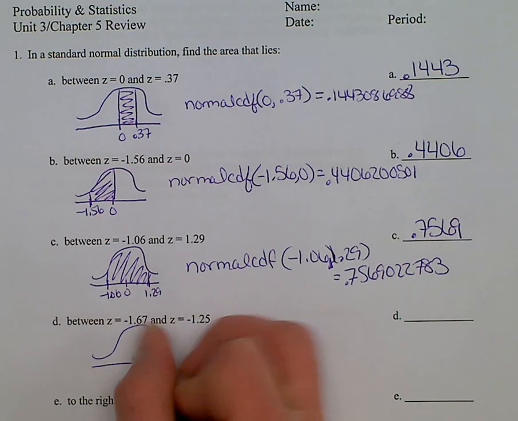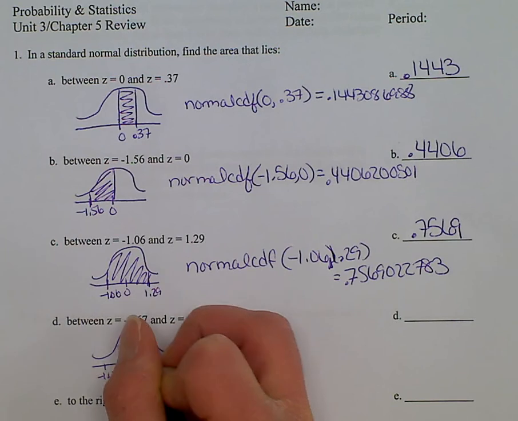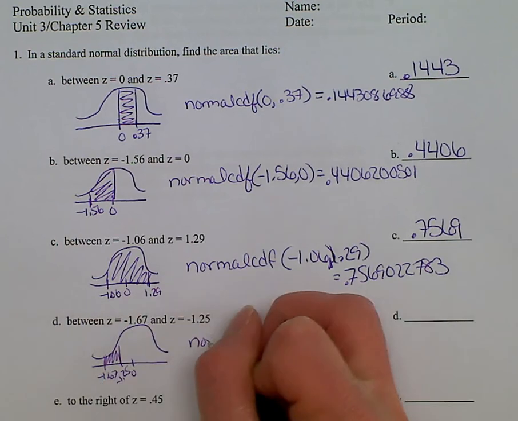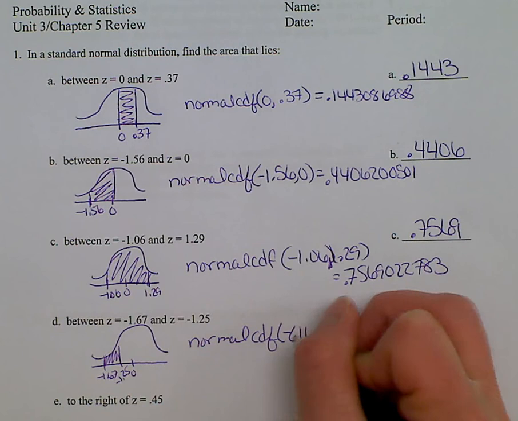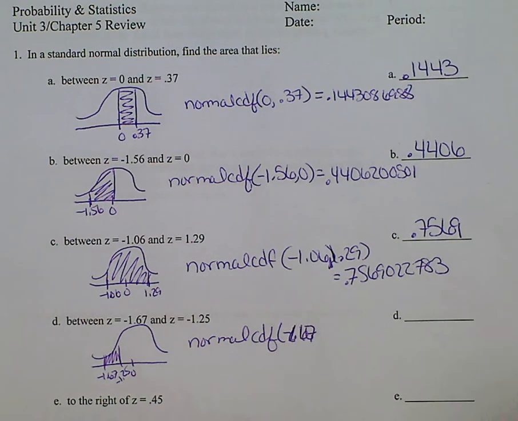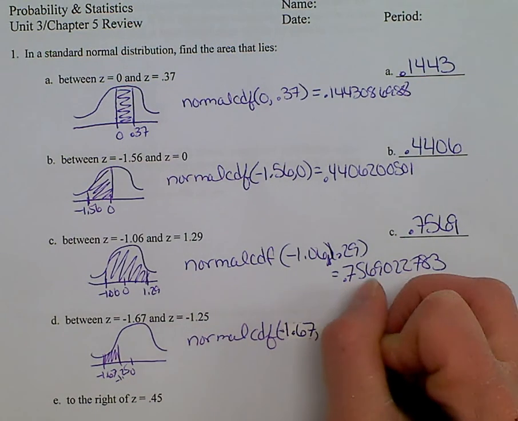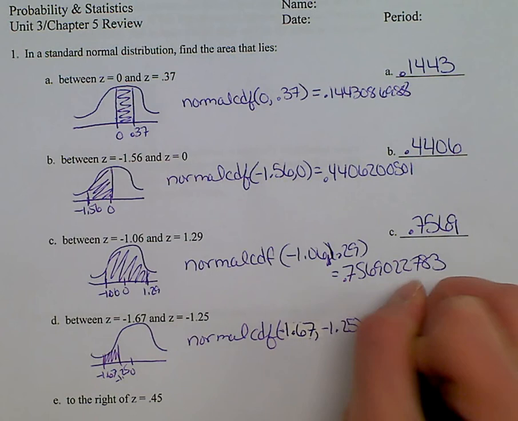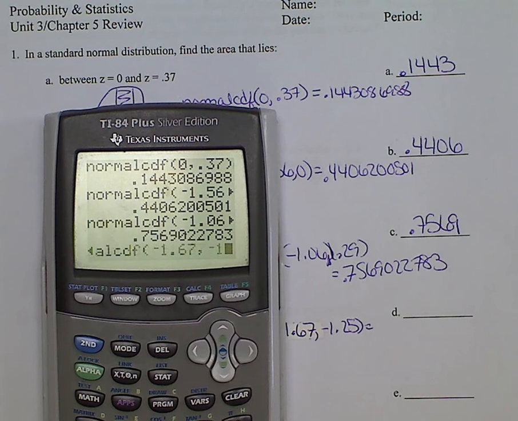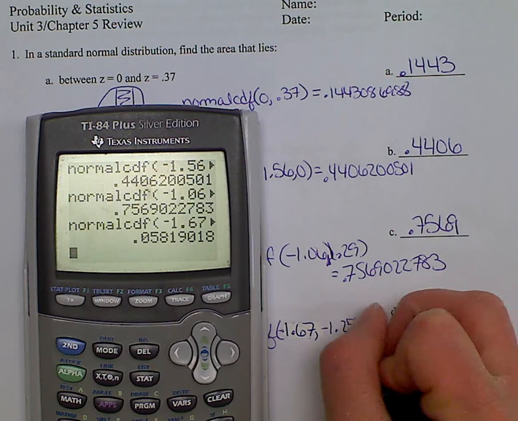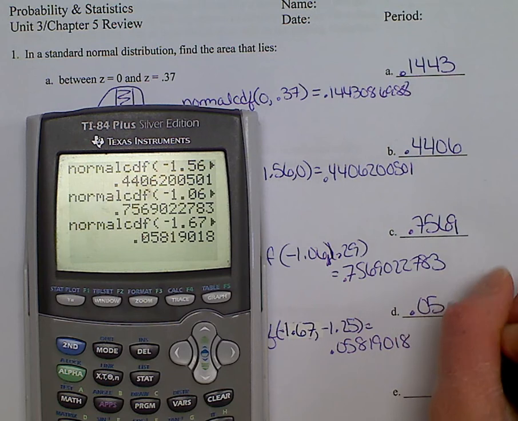D is another between, but they're both on the same side. What's helpful about a picture here is that we know we're definitely shading less than half of our curve. So if we come up with something greater than 50%, then we know that we did something incorrectly. Okay, so we definitely want to use our pictures, 1, to help us set things up in our calculator correctly, and 2, to check to make sure that our answer in the end makes sense. So we got 0.0581918. So to 4 decimal places, it's 0.0582.